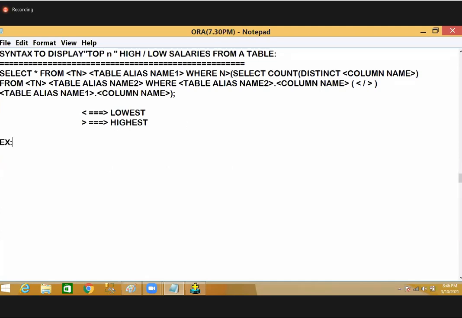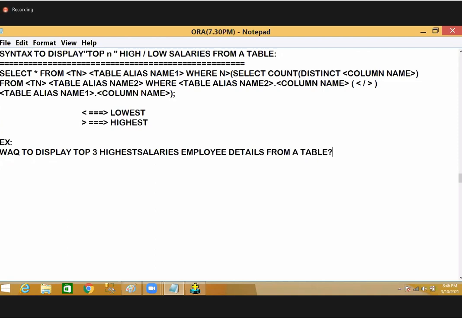For example, let's see one example. Write a query to display top 3 highest salaries employee details from a table. Okay? So top 3 highest salaries employee details from a table.